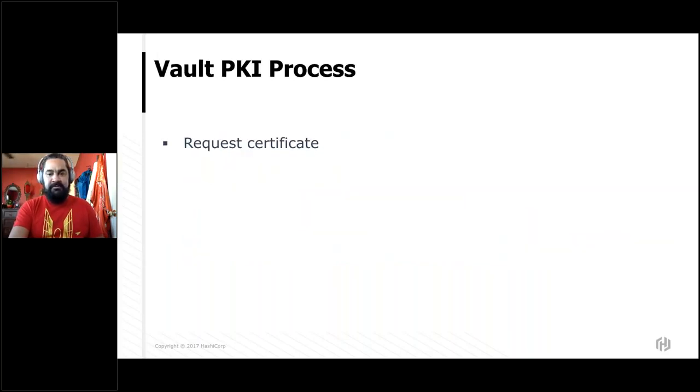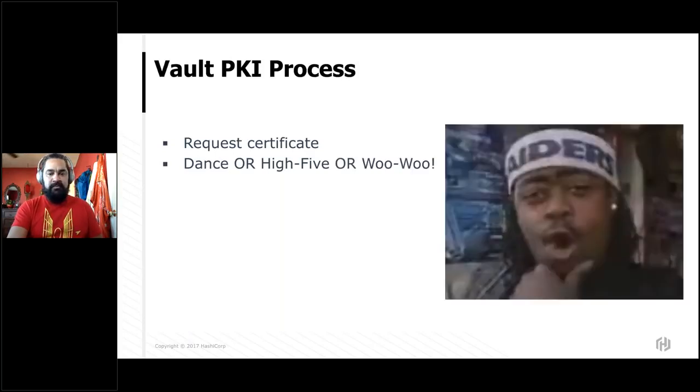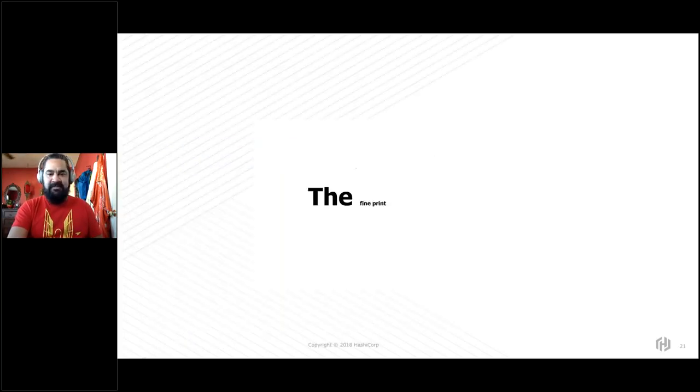The Vault PKI process is a little bit different. You just request a certificate. It's one API call, and you get your certificate back. You might dance or high five from the simplicity, or you might woo woo if that's your jam. So what's the fine print behind all of this? Am I misleading you in this oversimplified process?